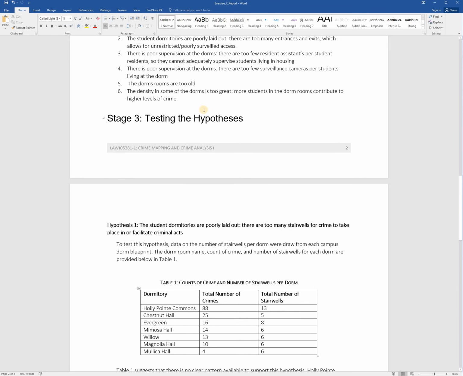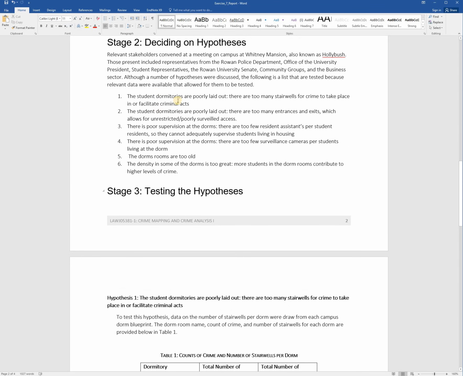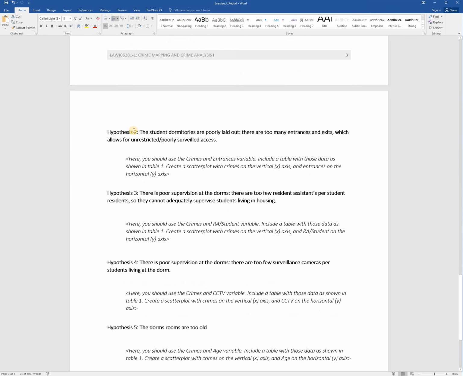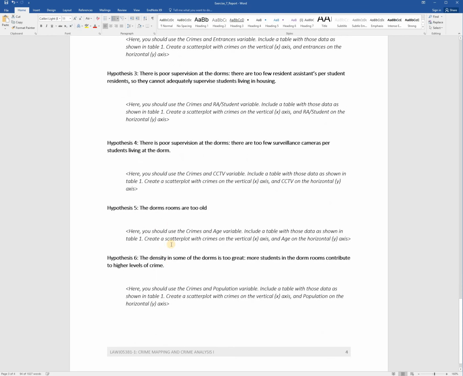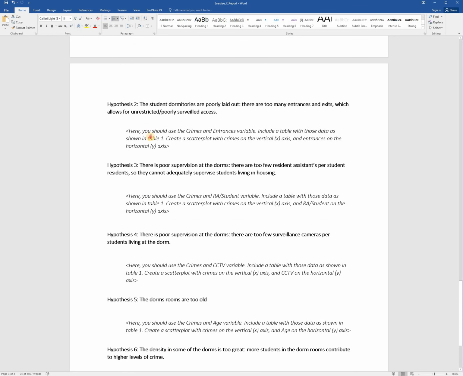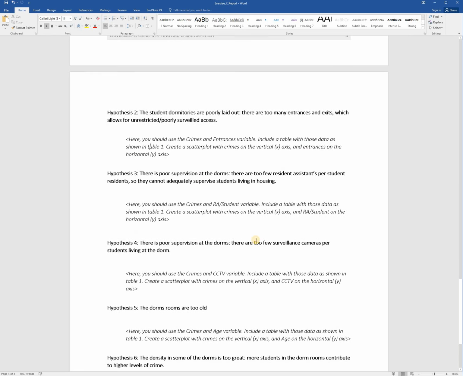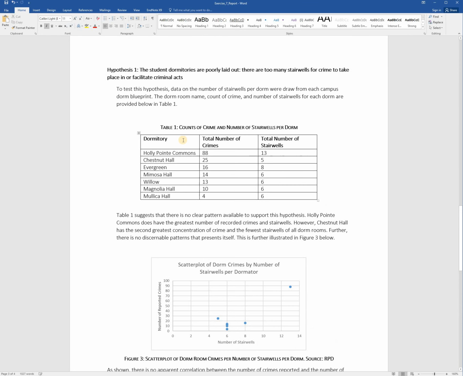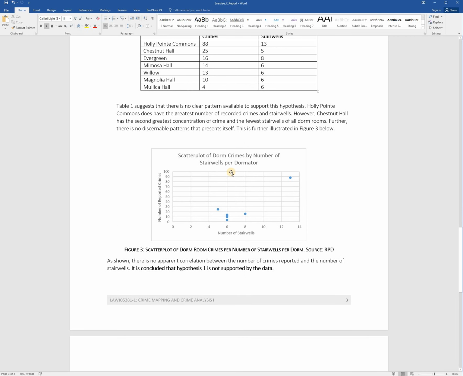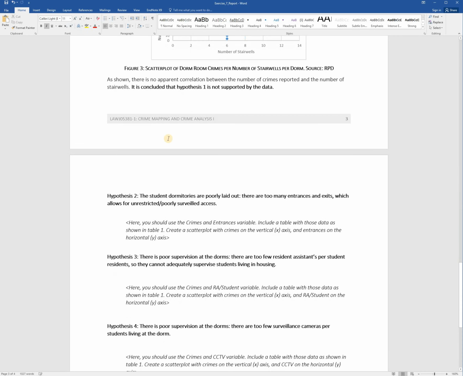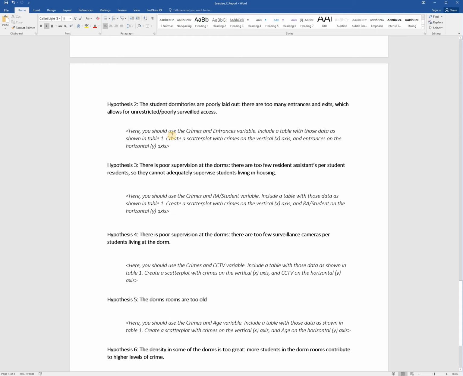All right, so that is the first hypothesis, and now I'm going to ask you to do the same thing for hypotheses 2 through 6. And so I've provided you with a list of the hypotheses in the document, and I also tell you which data you should be using to create a scatter plot. So again, for each section you're going to have a table and you're going to have a scatter plot. So I would expect those two things to be included for hypothesis 2, 2 for hypothesis 3, and so on.